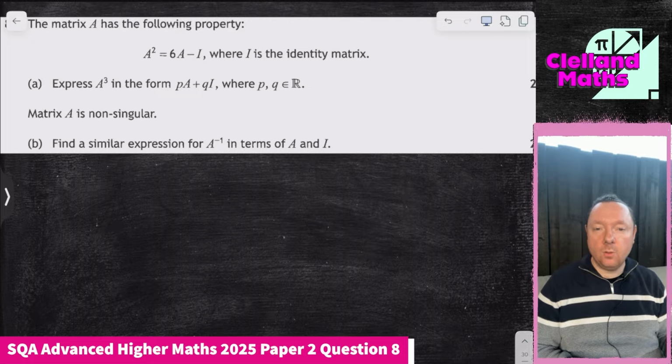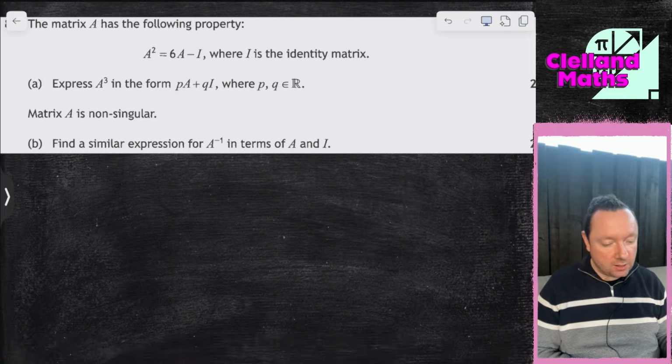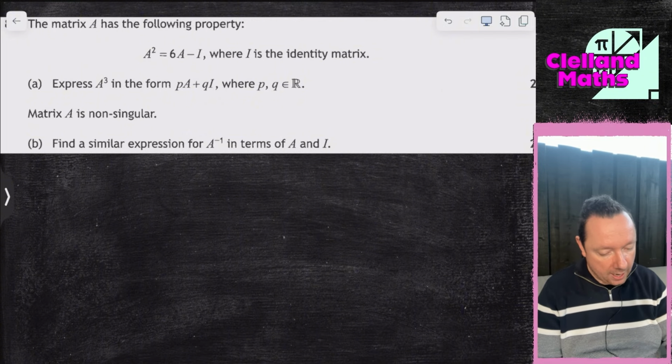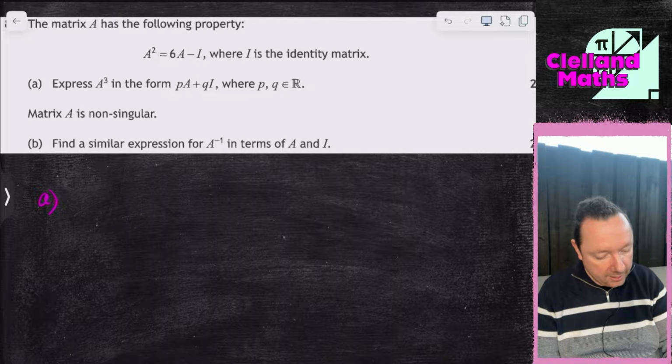A-Squared Advanced Higher Maths 2025, Paper 2, Question 8. A matrix has the following properties. A squared is 6A minus I, where I is the identity. Express A cubed as PA plus QI. Okay. A cubed is just A times A squared.